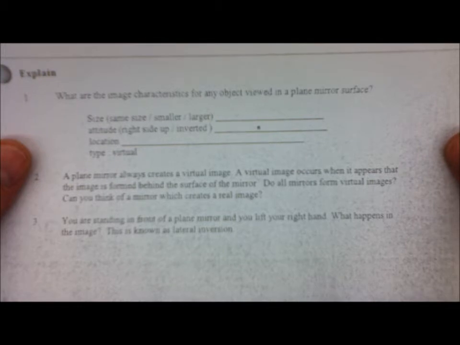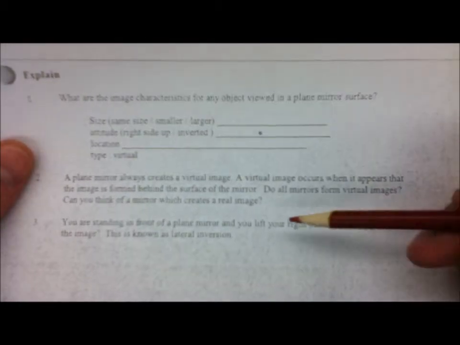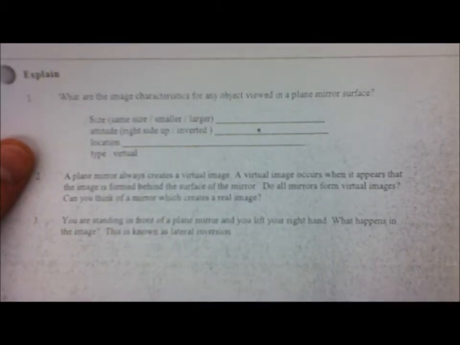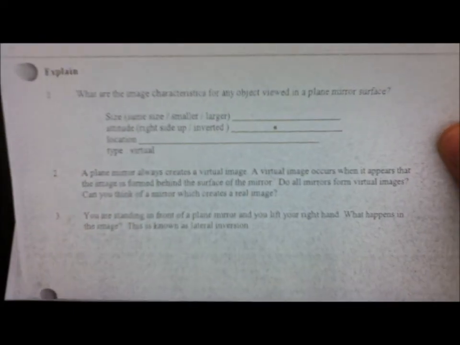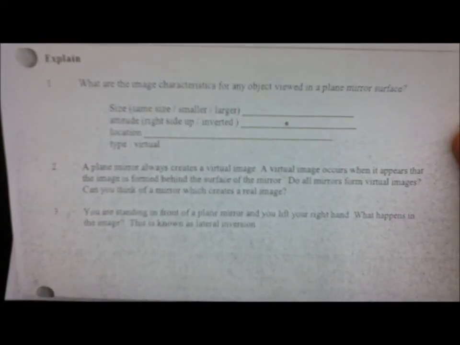And then question 3, you're standing in front of a plane mirror and you lift your right hand. What happens in the image? This is known as lateral inversion. So you want to answer that question as well. How are directions affected when you look in the mirror? When you do things with your body, what does your image do?